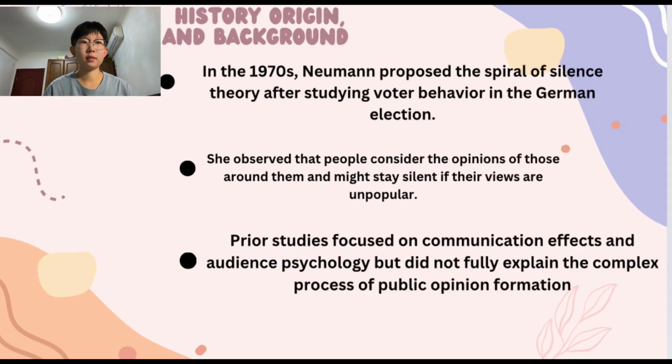In the 1970s, Neumann observed the phenomenon of people being influenced by the climate of opinion through the study of voter behavior during the German election and initially proposed the spiral of silence theory. She argued that people would take into account the opinions of those around them when expressing their own views, and that if their views were unpopular, they might choose to remain silent. Since its original articulation in the early 1970s, the spiral of silence theory has become one of the most studied theories of communication and public opinion.